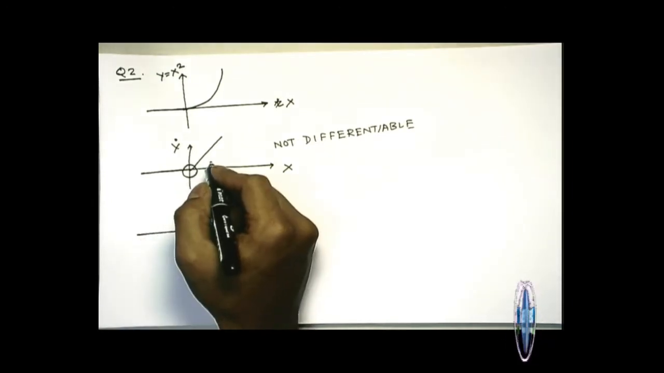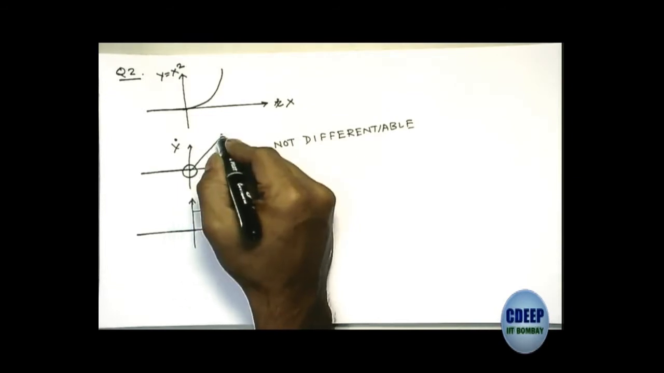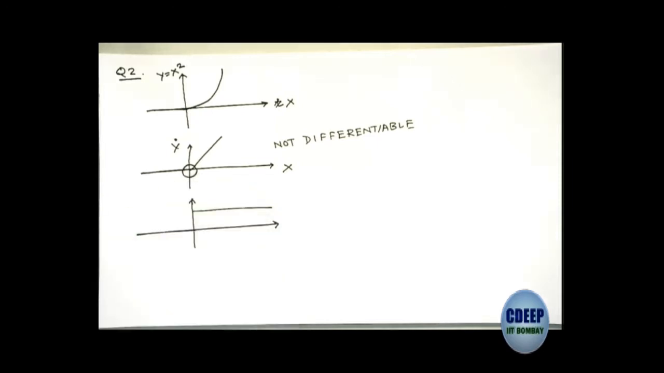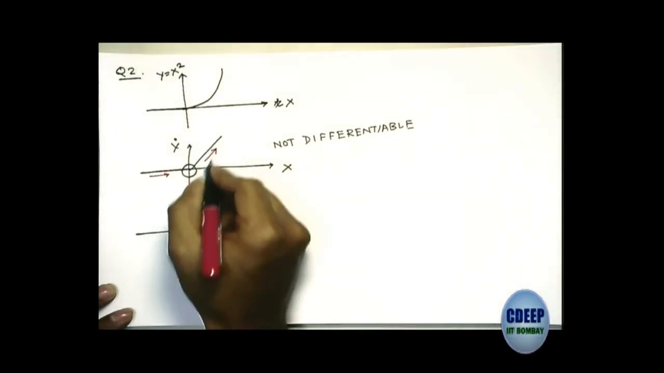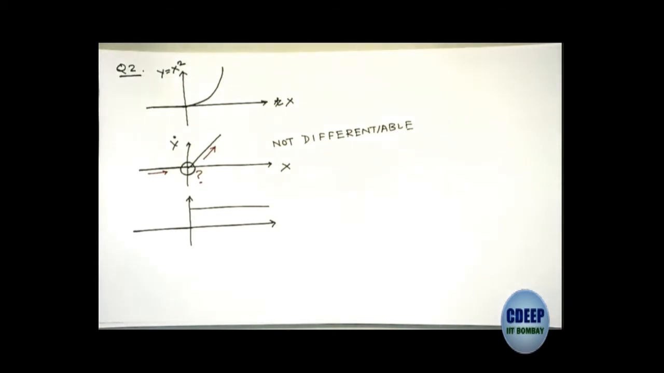At every other point it is clear. Like for every positive x, it is clear that the tangent is this, and for every x negative, the tangent is this. But at this point there is an ambiguity. That is why it is not differentiable at this point. But smooth functions mean that such problems will not arise.